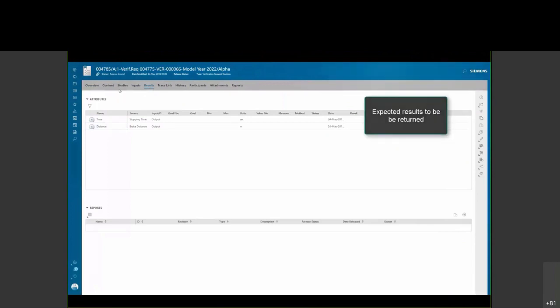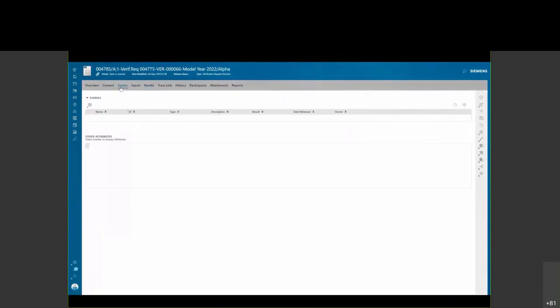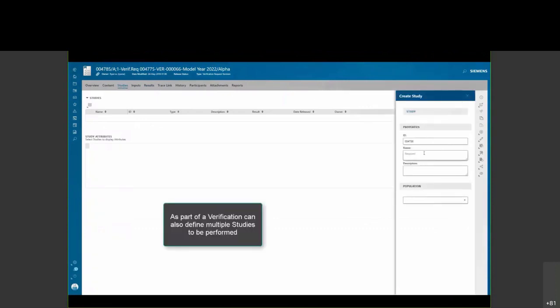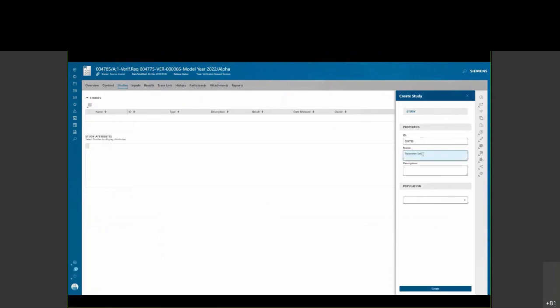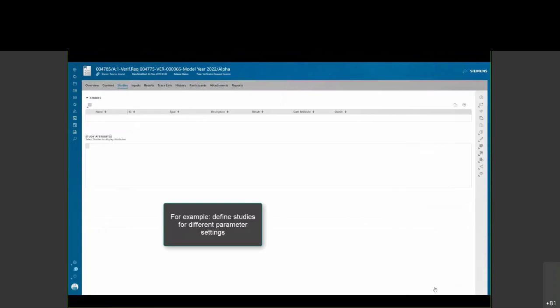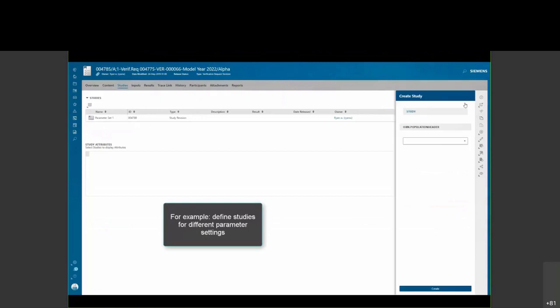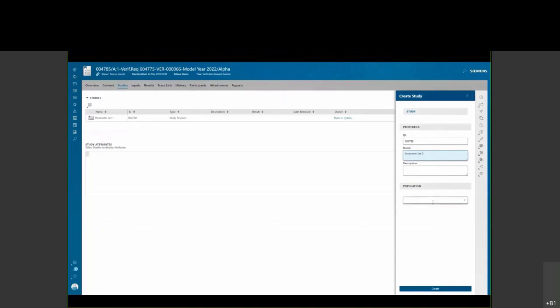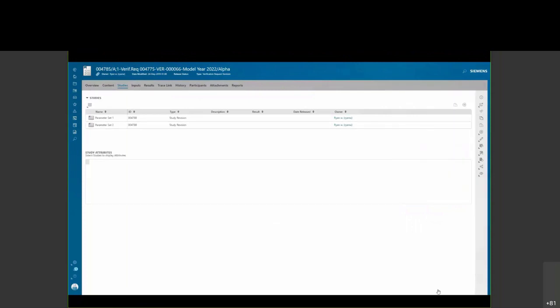What the engineer is going through right now is basically a way of capturing inputs and results. One other thing you can do with this capability is to create studies. Think about an ACC verification. There are multiple scenarios you're going to need to go through. It's not necessarily separate verification requests. Maybe that's a verification with multiple studies: daylight, night condition, rainy condition, whatever, right? So you may want to define the study. In one single verification, you're going to perform multiple studies.